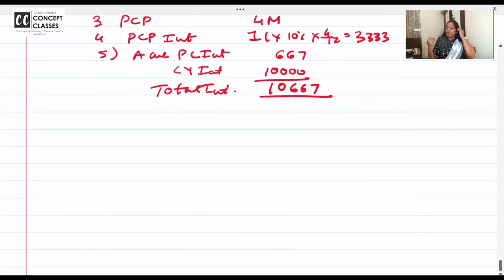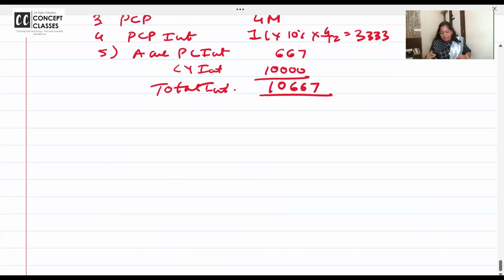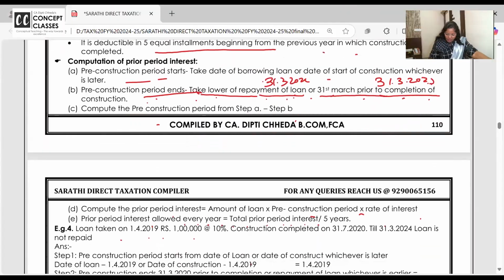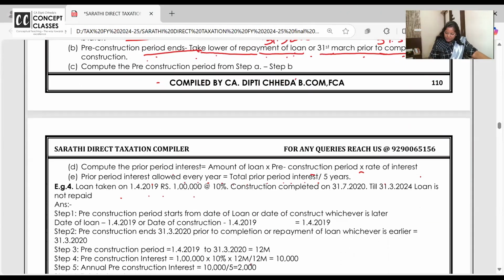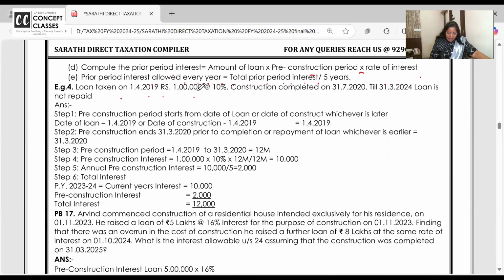Now is it clear to all of you? 5 quality good examples we have solved very slowly, and 5 more we will do when we apply this knowledge and solve questions. Let us now go to the material and check. Already one example is solved. You can check that also.